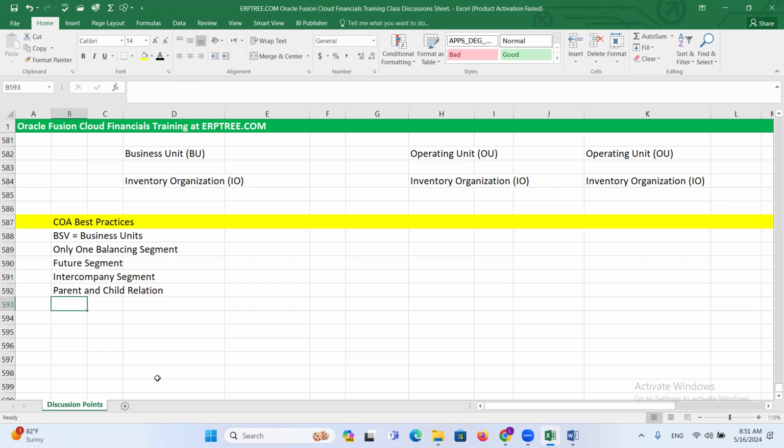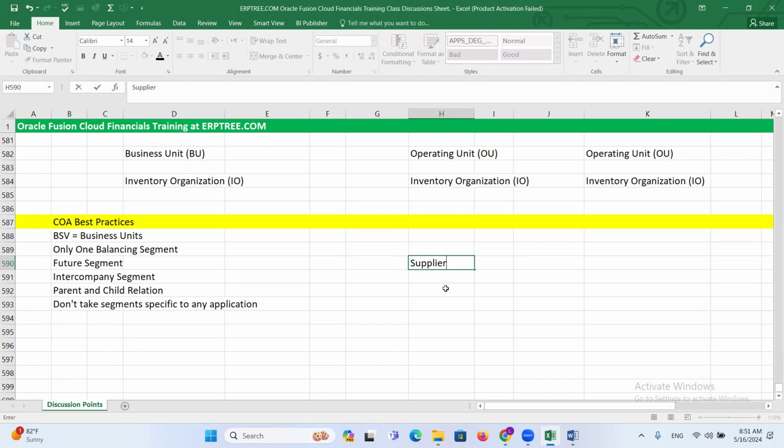And the other point is, don't take segments specific to any application. Meaning, I'm creating the chart of accounts. Within the chart of accounts, I should not take a segment called supplier.